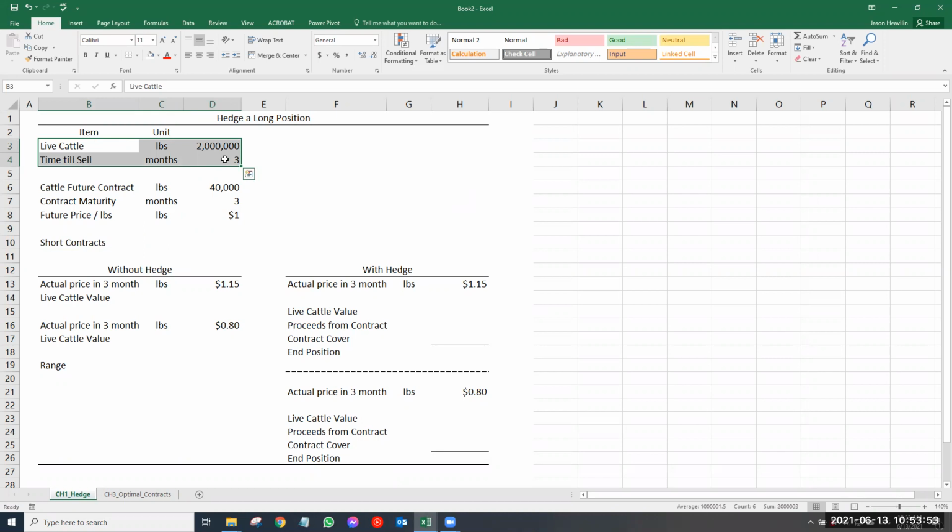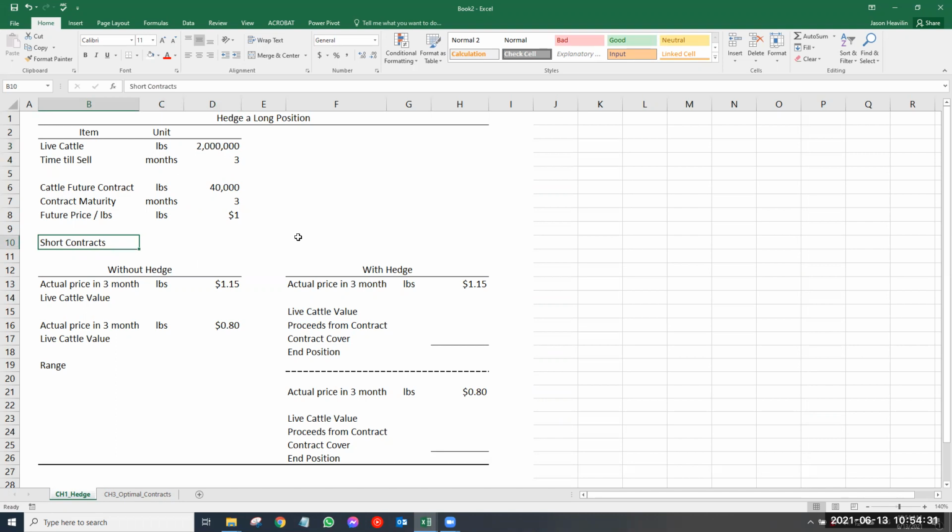So the first question is, since this is a long position where the farmer is going to sell the product to make a profit if the price goes up, what you want to do is the opposite with a contract. You want to short the contract, which is somewhat like selling. It means that if the price goes down, the farmer makes less money with their cattle, but makes more money with shorting the contract. If the price goes up, the farmer makes more money when they sell the cattle, but they're going to lose some money on shorting the contract.